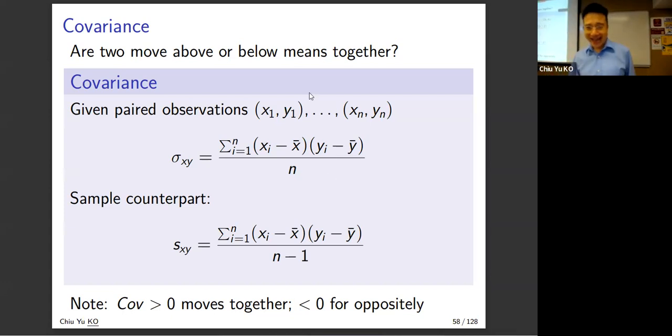And again, I just want to emphasize, if you do estimation, you do N-1. Later you will see the same with the Excel function, you have the P and the S versions. Always use the sample version when you do your data analysis. Okay. Remember, we use this to measure that.